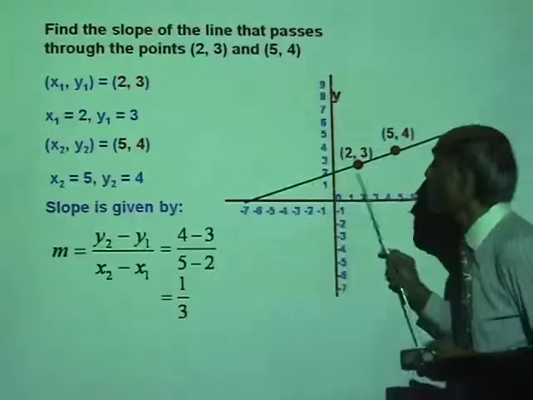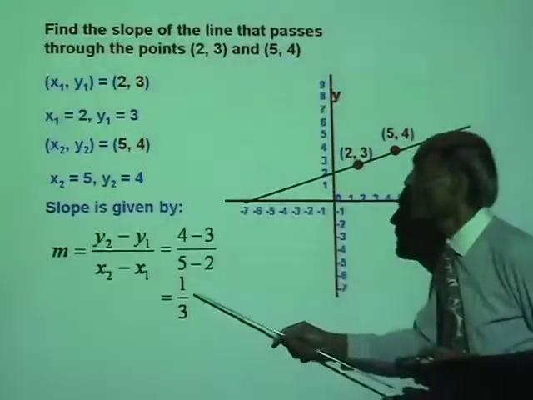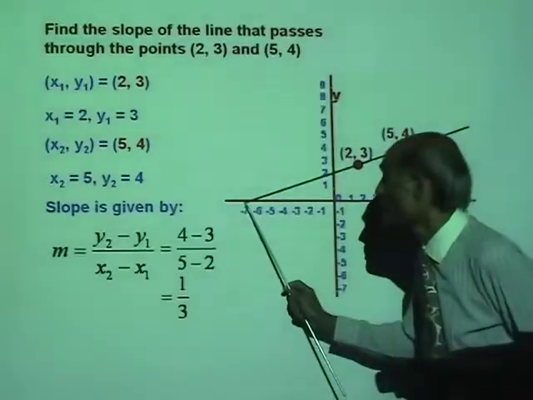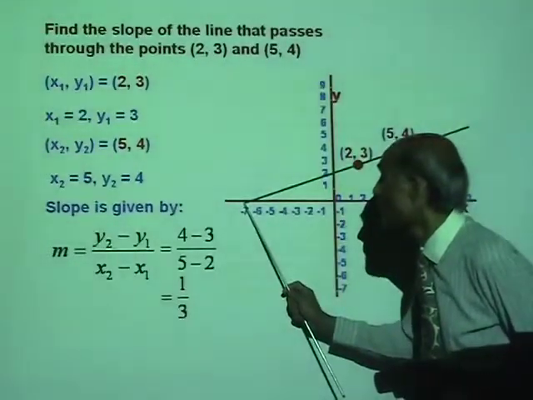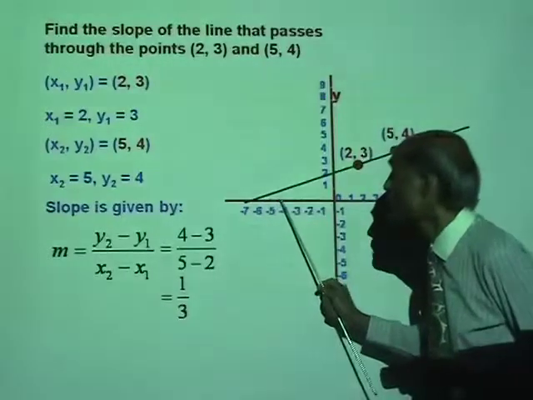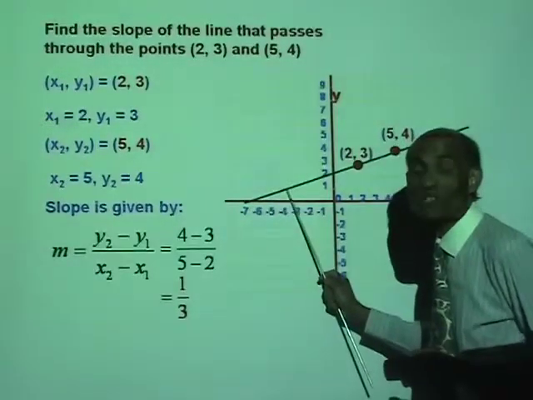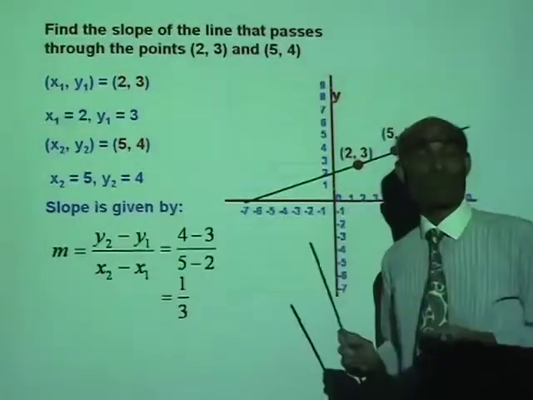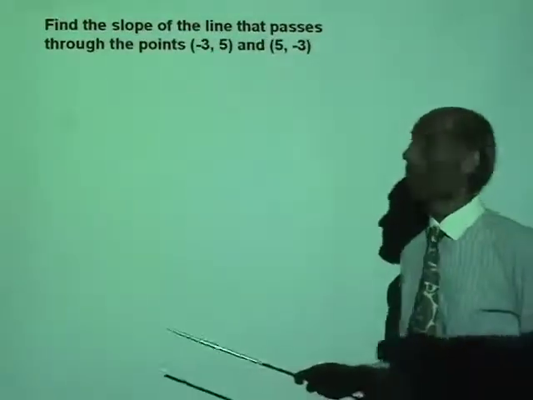So the slope of this line is 1 over 3. It means anywhere on the line, you can stand anywhere on the line, and walk 3 units, then the rise will be 1 unit. That is the meaning of the slope. Alright, let's do another one.